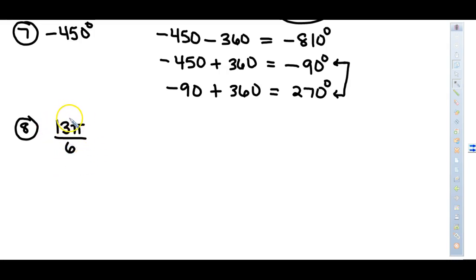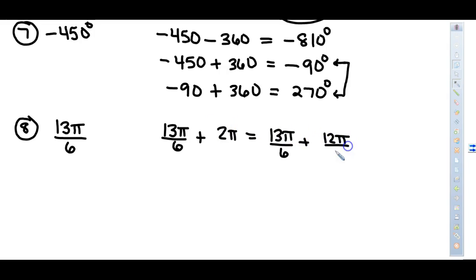Let's talk about radians. Now that we're in radians here, we're going to be adding and subtracting 2 pi. So I am going to take 13 pi over 6, and I'm going to add 2 pi. Get hooked on fractions because you will not have a calculator. 2 pi, or 2, is the same thing as 12 pi over 6. So if I add these together, I get 25 pi over 6. So there's a positive coterminal angle.